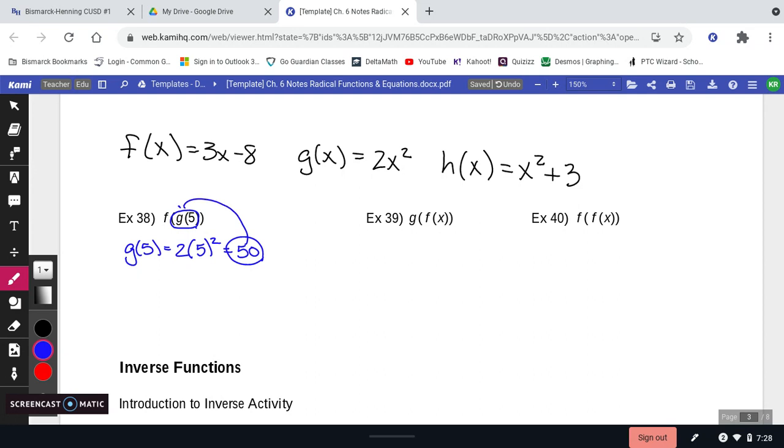So when you take this and substitute that in for g of 5, then you have the statement f of 50. If I'm replacing g of 5 with 50, this statement now says f of 50. So we're going to take 50 and plug it into our function. So this is 150 minus 8. So this would be 142. Okay, so the result is 142. So f of g of 5 is 142.